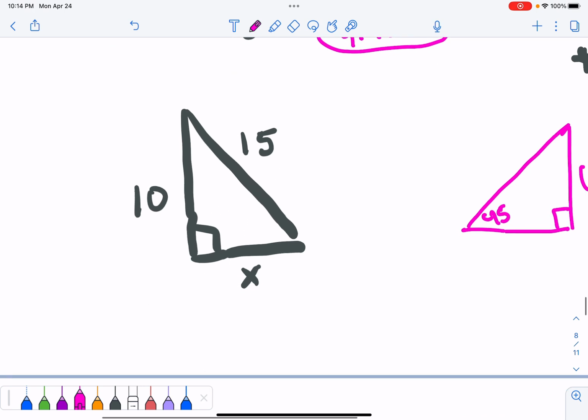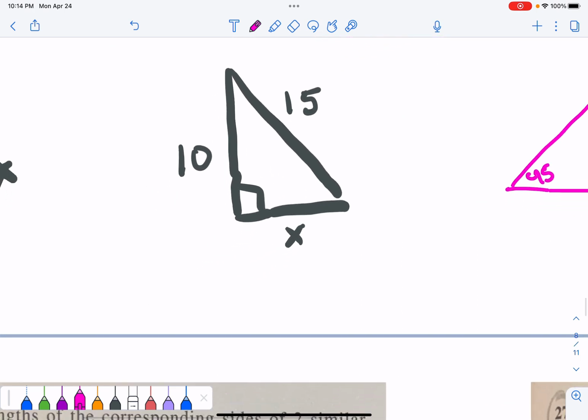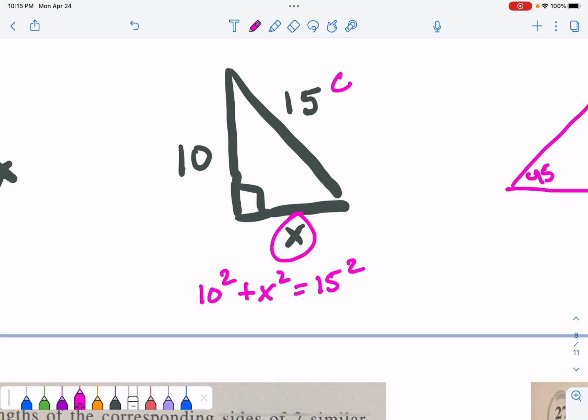Okay, now this one down here, I did another Pythagorean theorem one, and this one is so that you can solve for a side that's other than C. So here C is 15, and we're trying to solve for X. Okay, all right, so let's say 10 squared plus X squared equals 15 squared. Okay, this is 100, this is 225. And X squared here in the middle.